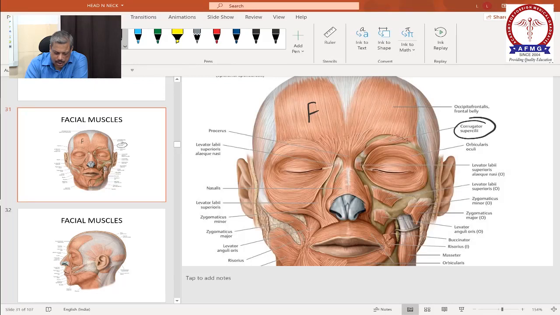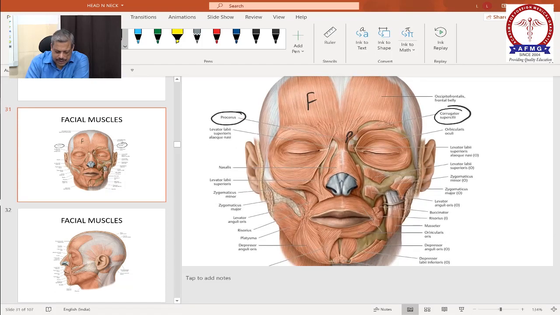This works along with this muscle, the procerus muscle. Corrugator supercilii and procerus, these two muscles work together and they cause the frowning. This muscle is the orbicularis oculi. Now see the other muscles, we can easily identify these.